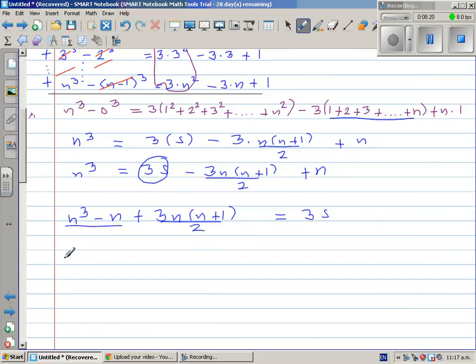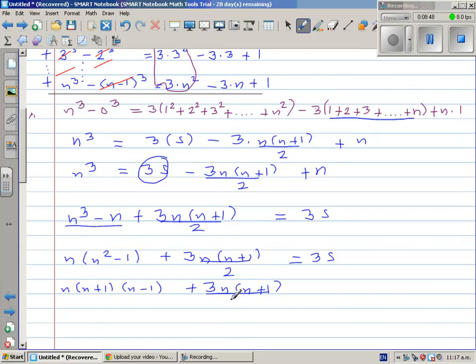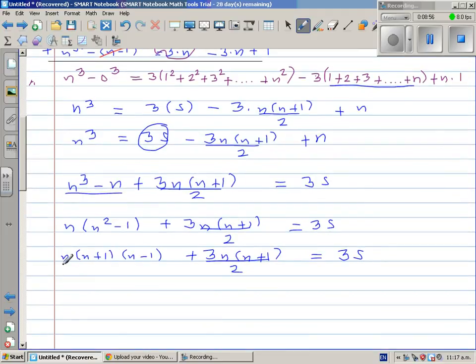So what can we do here? Can we factor n here? If you factor n out, you'll have n squared minus 1 plus 3n times (n plus 1) over 2 is equal to 3s. Again, I can factorize this. So this is (n plus 1) times (n minus 1) plus 3n times (n plus 1) over 2 is equal to 3s. Okay, so what can we factor out? You've got n times (n plus 1) sitting here, and you've got n times (n plus 1) sitting here. So if you factor the n times (n plus 1) out, you will have n minus 1 from here plus 3 over 2 is equal to 3s.